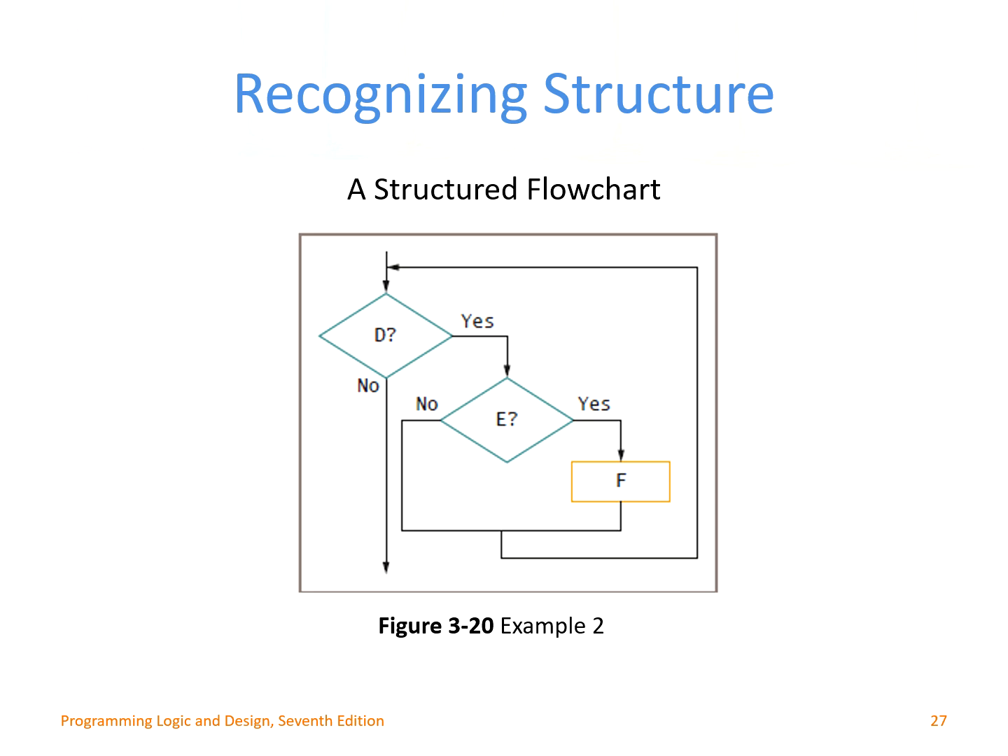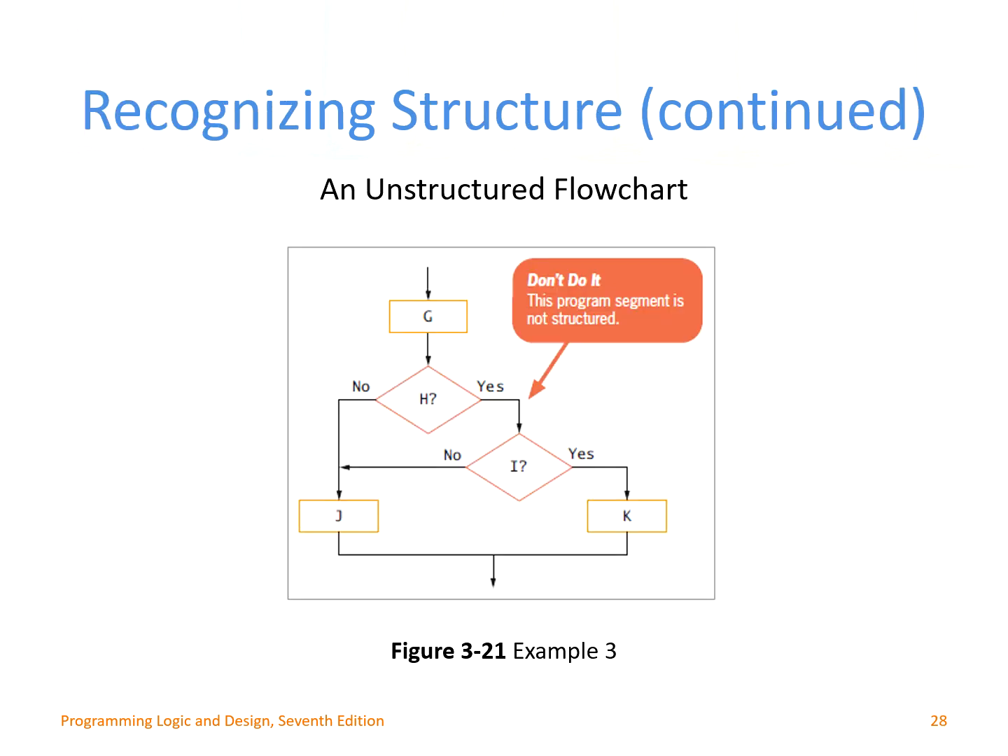Figure 3-20, this is an example of a structured flowchart. Figure 3-21, Example 3, is an example of an unstructured flowchart because this program segment is not structured. The arrowed part here.